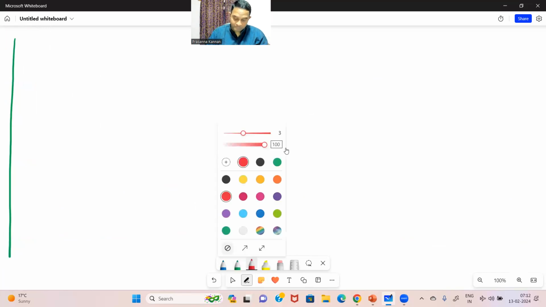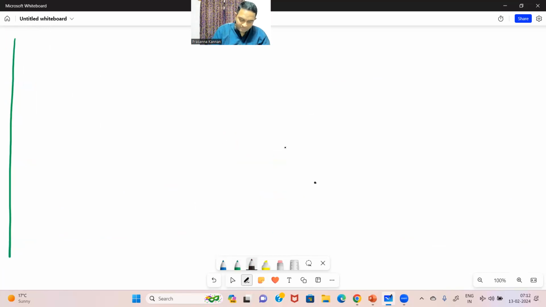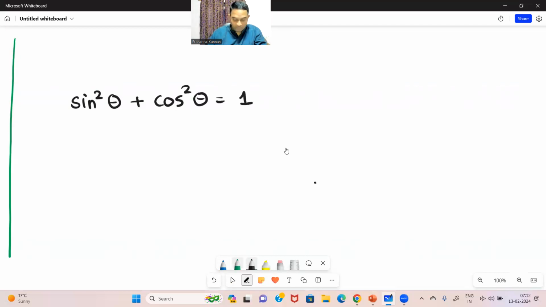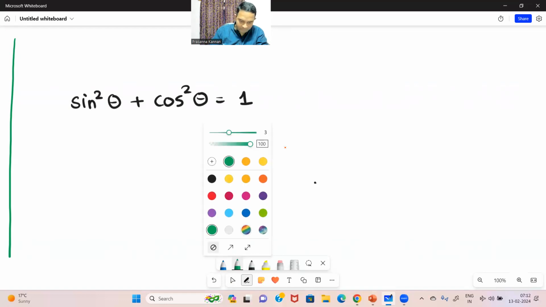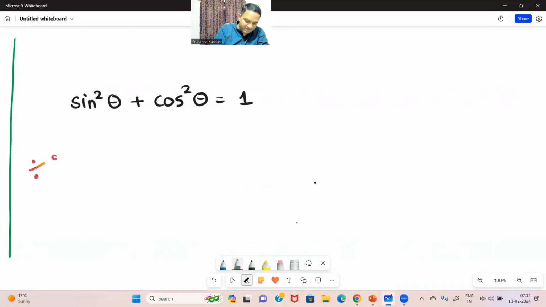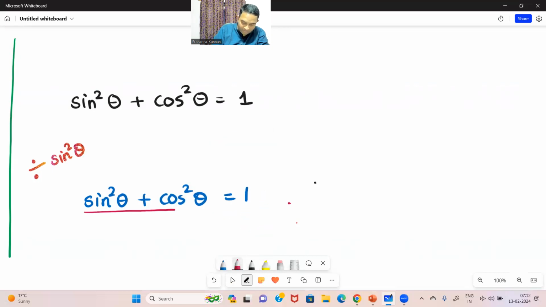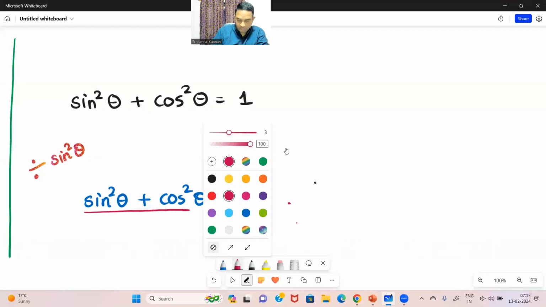Now, we start with this formula. What is it? Sin square theta plus cos square theta is equal to 1. Correct? Okay. Now, earlier I divided by cos square theta, correct? In the previous case. Now I'm going to divide both sides with sine square theta. So when I'm dividing with sine square theta, what will I get? I'm going to divide both sides with what? Sine square theta. Correct.